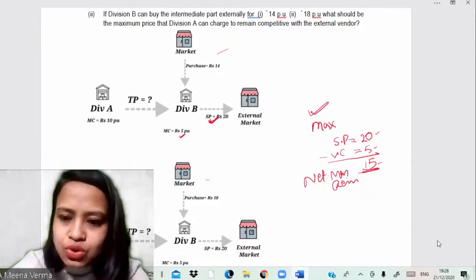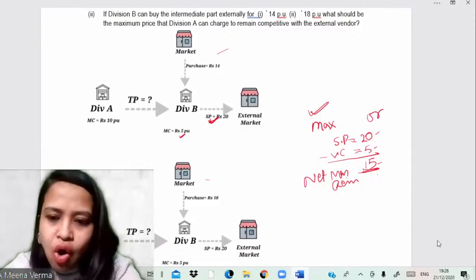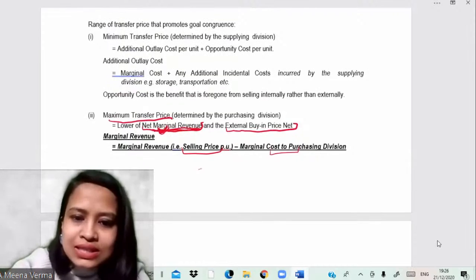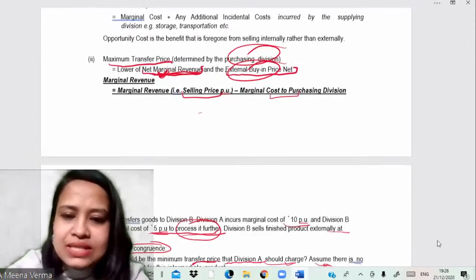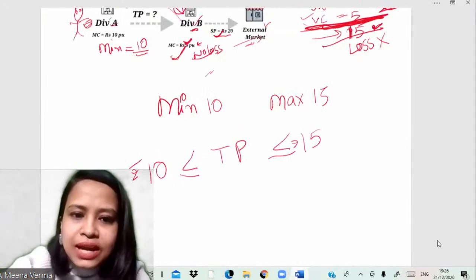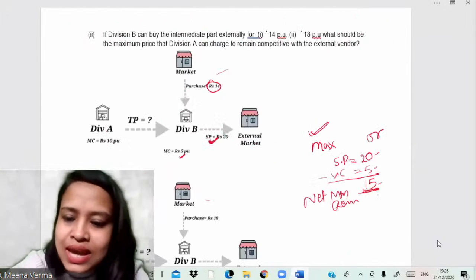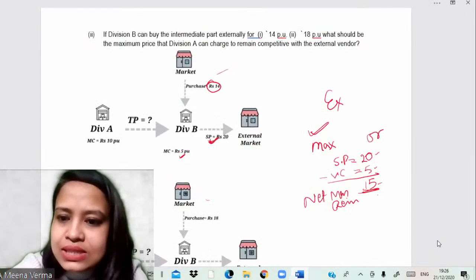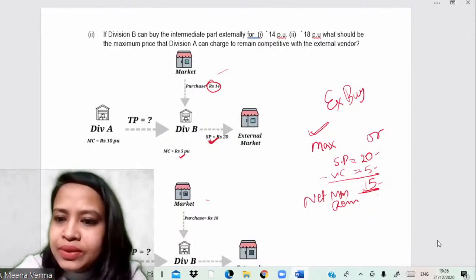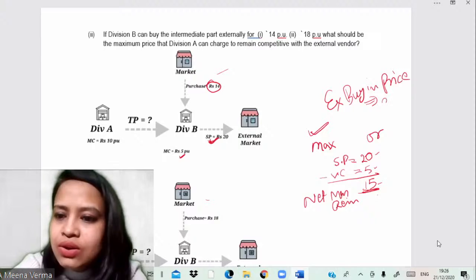Or we have two options. Either consider this or consider the external buy-in price. Can you see here what is the external buy-in price? The 14 rupees is the external buy-in price. External buy-in price is rupees 14.